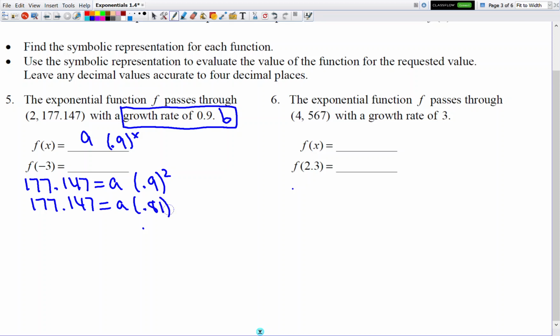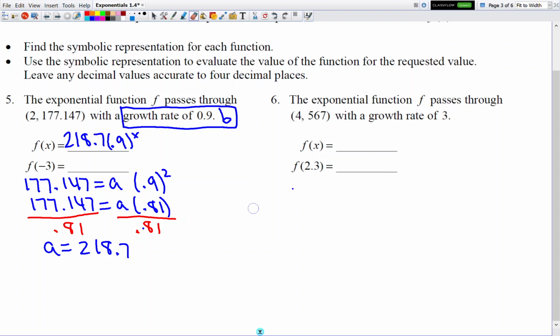Okay, so how do I get the a by itself? Well, just get rid of the 0.81. And where did 0.81 come from? Well, that's 0.9 squared. So divide both sides by 0.81. And when I do that, I get a equals an ugly number. So a equals 218.7. So you can't always have a nice a value. This time it was kind of ugly. Okay, but oh well. 218.7. Okay, so that's my a value.